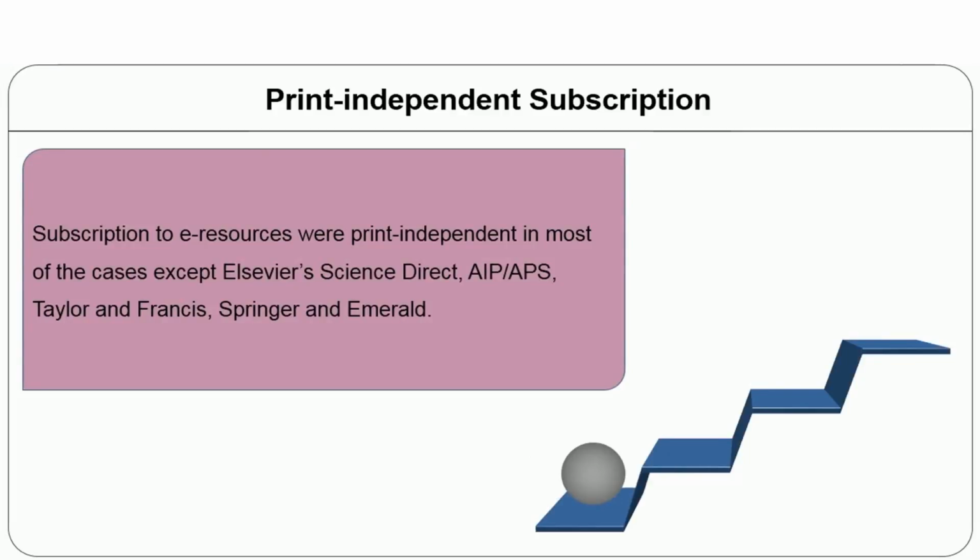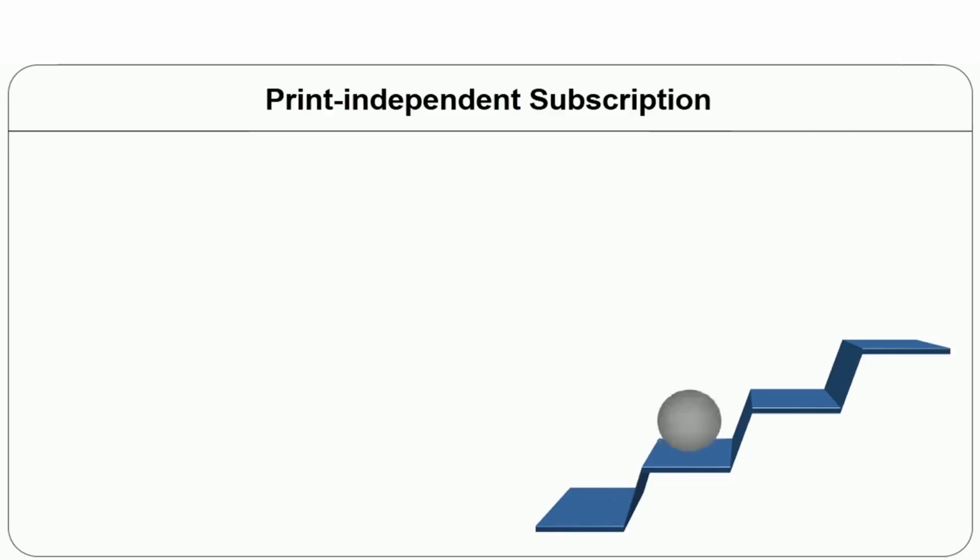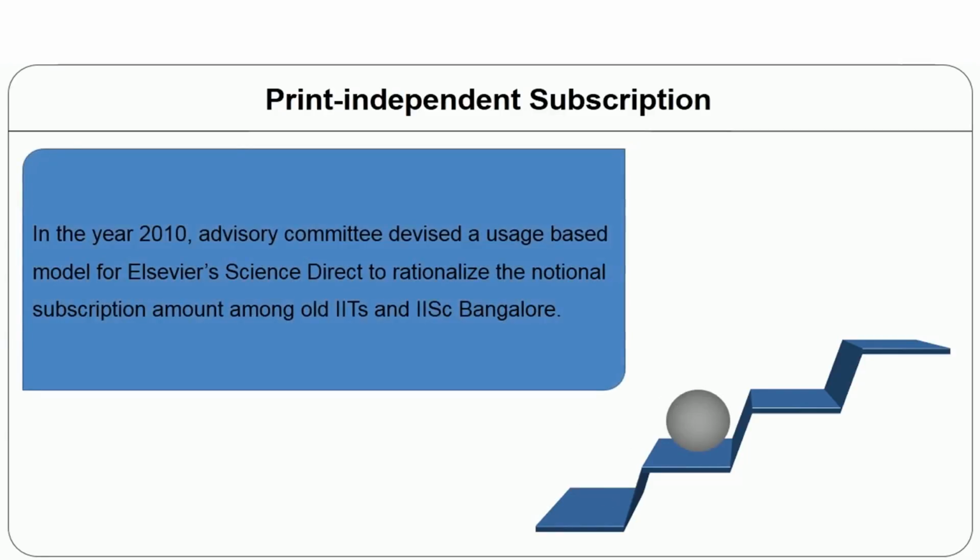Print independent subscription. Subscription to e-resources was print independent in most of the cases except Elsevier ScienceDirect, AIP, APS, Taylor and Francis, Springer and Emerald. In the year 2010, the Advisory Committee devised a usage-based model for Elsevier ScienceDirect to rationalize the notional subscription among old IITs and IISc, Bangalore.